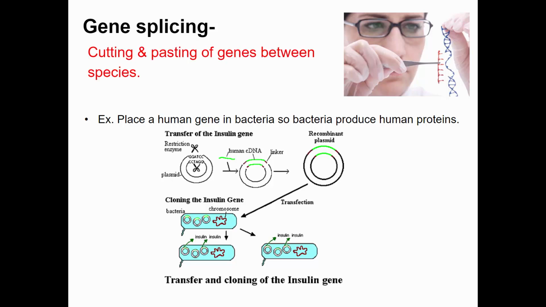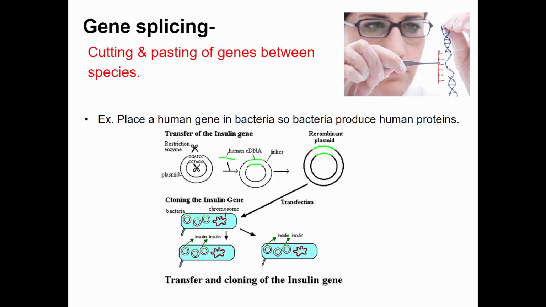Today, we have what's called gene splicing. Now, this is not what it actually looks like, because DNA is a very, very small, microscopic molecule. Scientists don't use scissors and glue and tape to mix genes from two organisms. They use chemicals. They use enzymes.